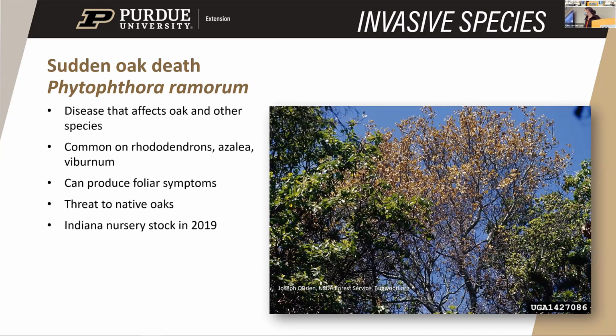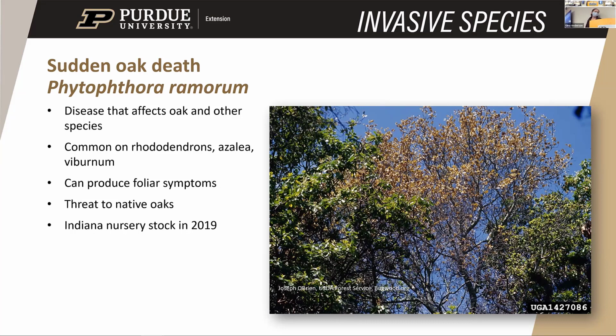Next one, sudden oak death. It was first found in California, and it was found in Indiana nursery stock in 2019. It does affect oaks and other species. It's common in rhododendrons, azaleas, and viburnums. These species have foliar symptoms.